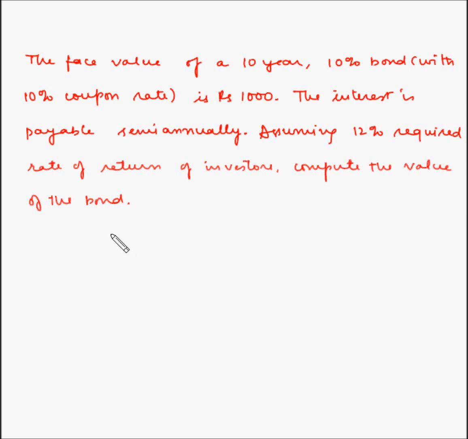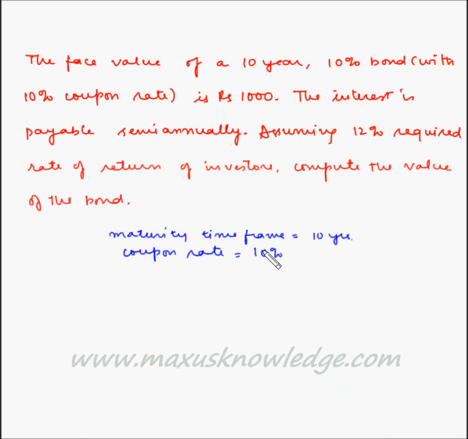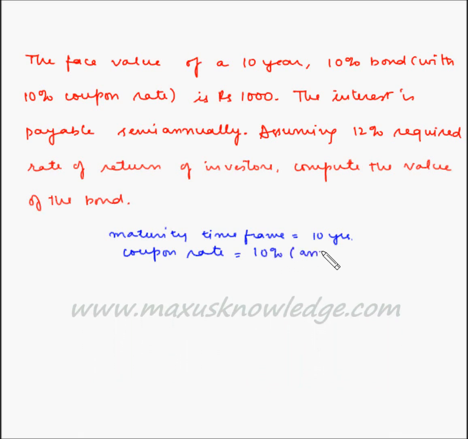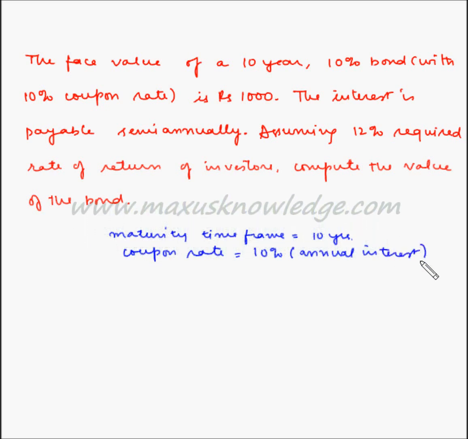So let us first note down the information that has been provided to us. The maturity time frame is 10 years. Coupon rate is 10%. Now this is annual interest.